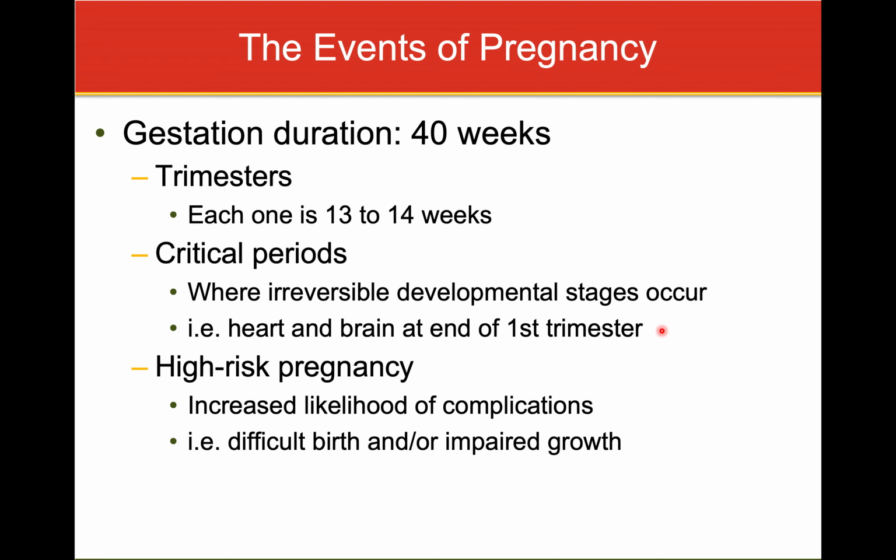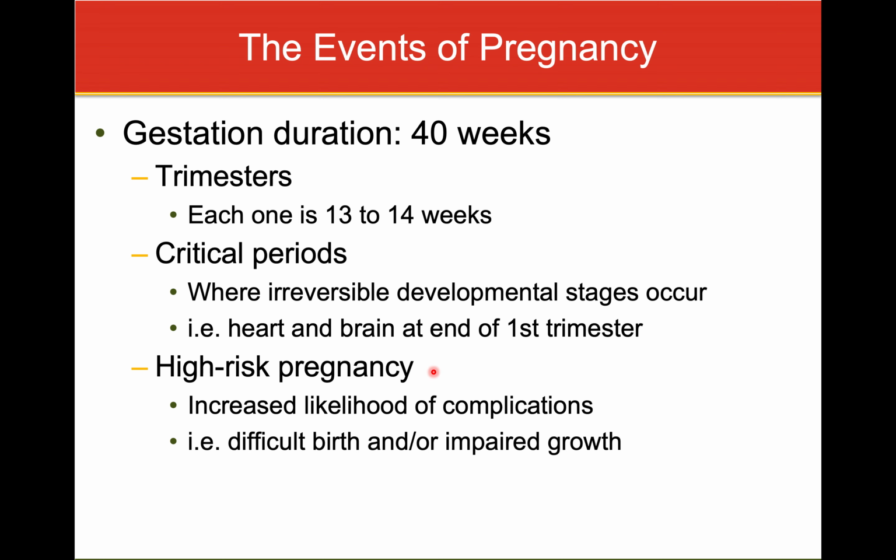So some of the example here, at the end of the first trimester, there's a critical period for the development of the heart and the brain. And looking at these critical periods, this just emphasizes how nutrition is going to be important at every stage of the pregnancy, not just in the beginning, not just towards the end. There's importance throughout.